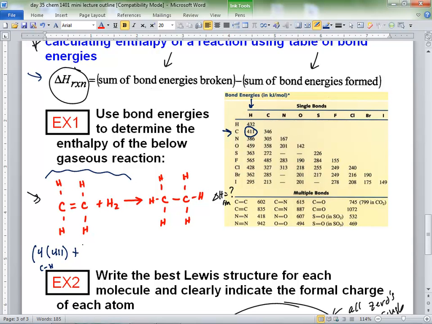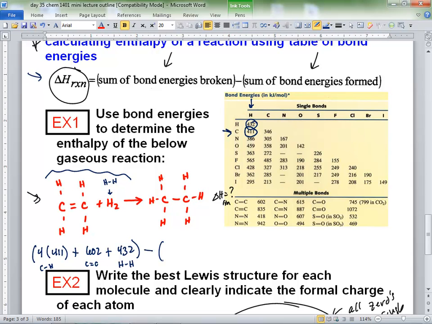I'm going to break that C double bond C. Victoria, that'd be how much energy? The C double bond C, 602. Very good. And I've got to break the HH. Gilbert, that's how much energy? This is really HH, right? This is 432.